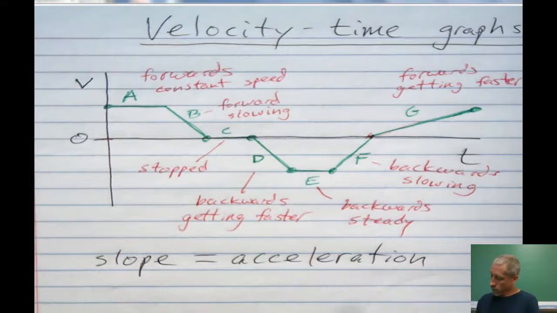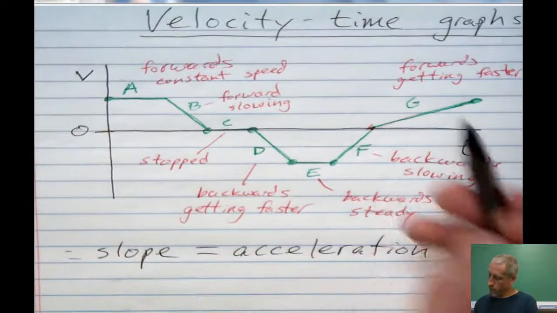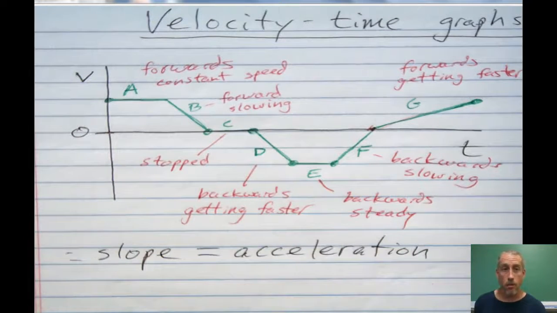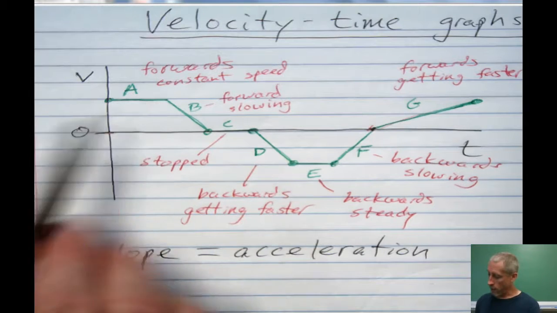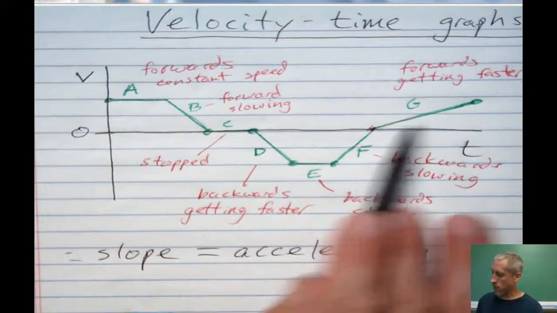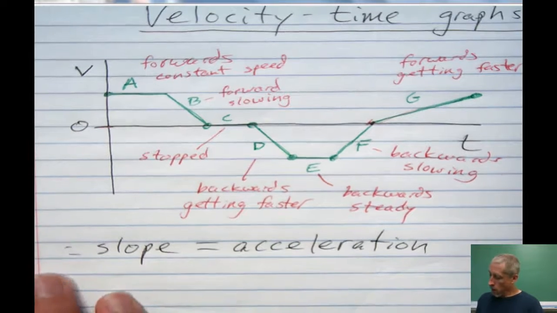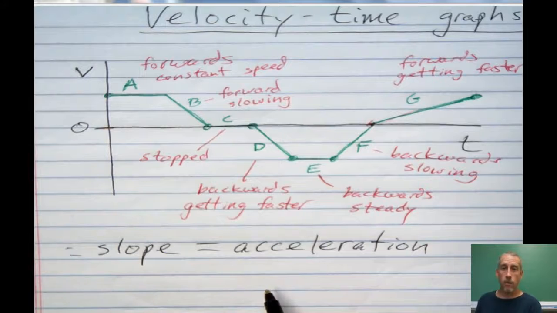So slope equals acceleration, and as you can see there, 5 of those segments have different slopes. I'm sorry, 4 of them, B, D, F, and G. And I drew B, D, and F with similar slopes, and then G I tried to make noticeably different. So those are probably the main features of velocity time graphs.